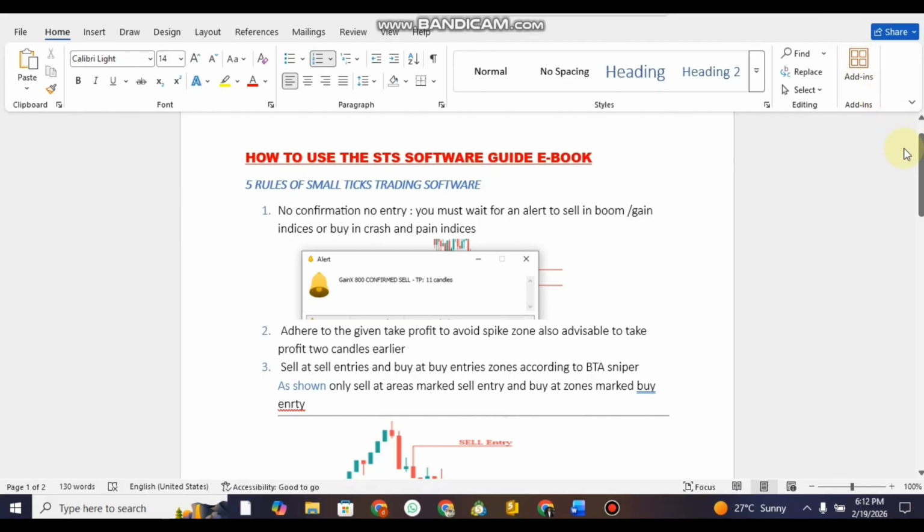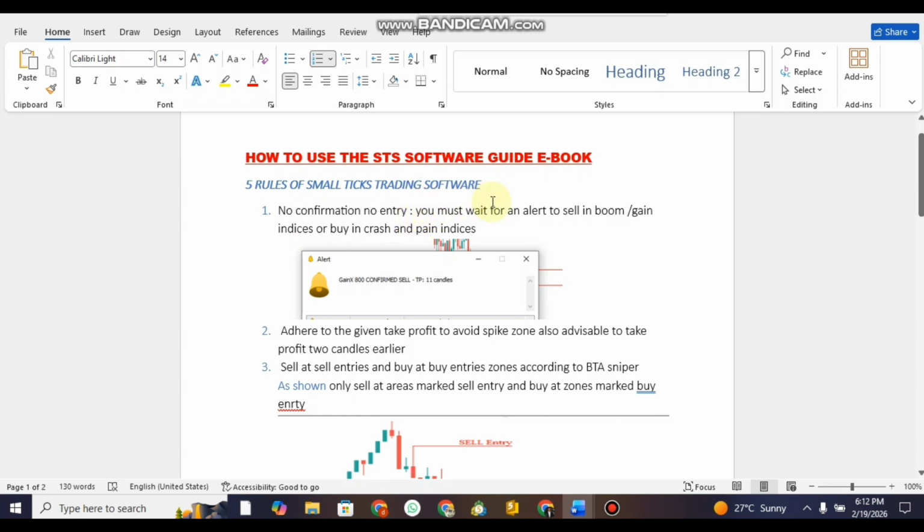These are the 5 rules that you are supposed to follow when you are using the small ticks trading software to trade pain and gain indices, boom and crash. That is, you are selling in boom and you are buying in pain. That's Weltrade broker. If you don't have it, you can check Weltrade broker. The link, I will attach it in the video description.